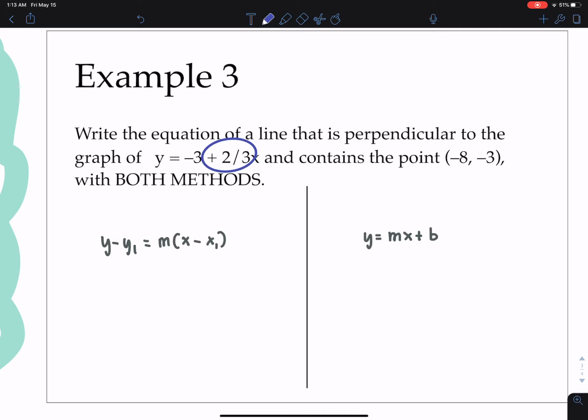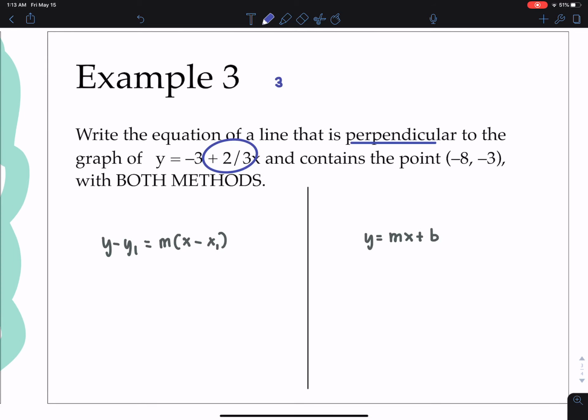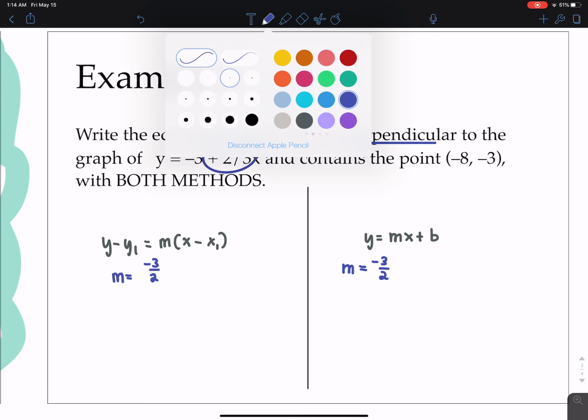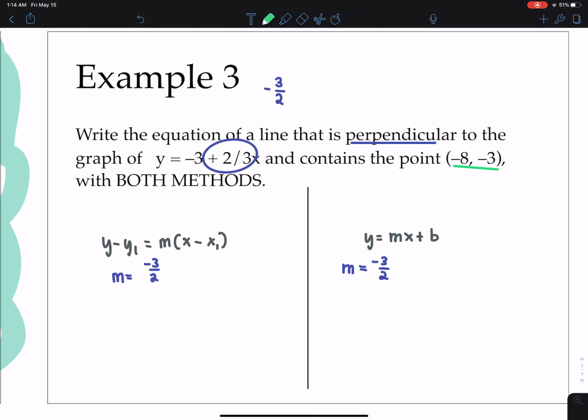But remember, in this case, we're talking perpendicular. So that's where we have to have the negative reciprocal. So we'd have to flip that fraction, which is going to make it 3 over 2. And it's positive in the given equation, which means we need to make it negative for our perpendicular line. So our slope, negative 3/2. And again, that's the only thing that we use from our first line, because then we're figuring out what the y-intercept is for it in order for the line to pass through the point -8, -3.